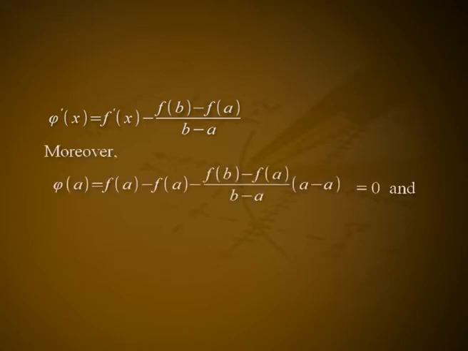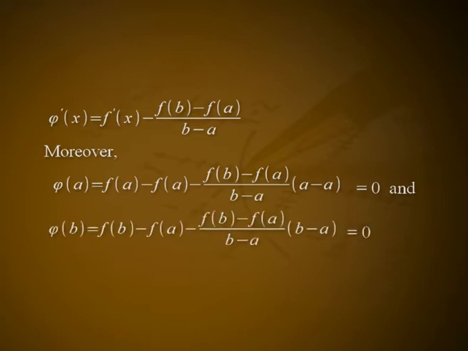Moreover, phi(a) = f(a) - f(a) - [(f(b) - f(a))/(b - a)](a - a), which is equal to 0, and phi(b) = f(b) - f(a) - [(f(b) - f(a))/(b - a)](b - a), which is equal to 0. So, the hypotheses of Rolle's theorem are satisfied by the function phi.